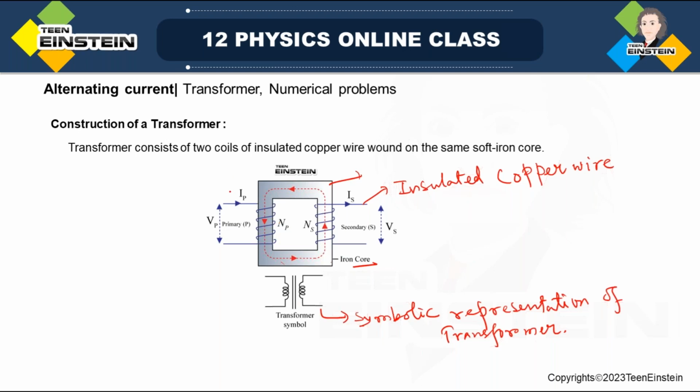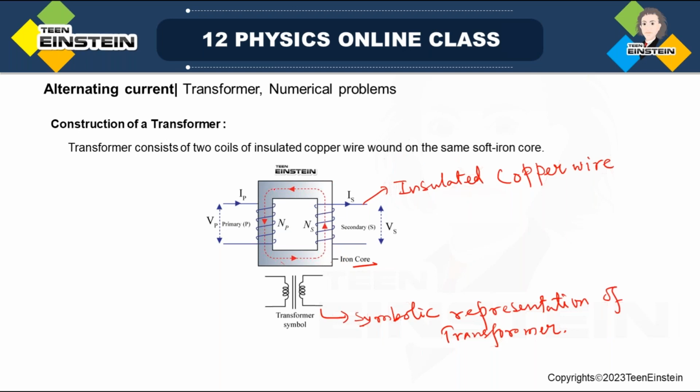Now I'll tell you what the construction is. A transformer consists of two coils. As we have discussed, a transformer works on the principle of mutual induction, so there must be two coils. So here, see, there are two coils. It consists of two coils of insulated copper wire wound on the same soft iron core.